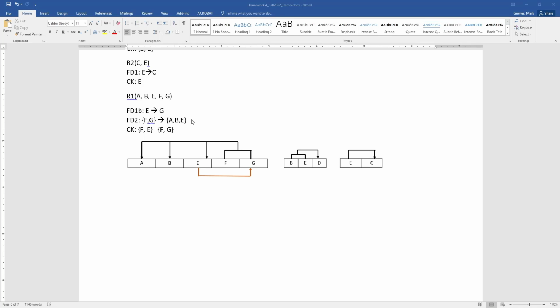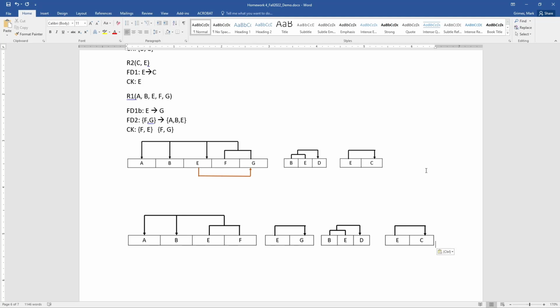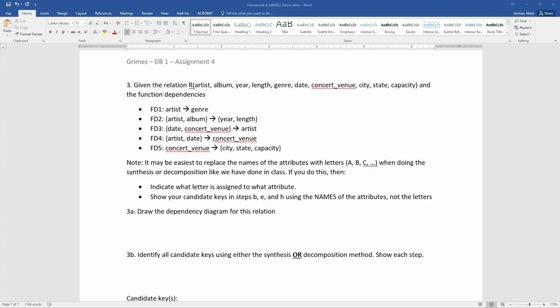So while this is where I'm going to have you stop in the assignment, if you wanted to take this just one step further and resolve that Boyce-Codd normal form violation, you would wind up with something that looks like this, where you have these four relations. So just something to kind of think about there. All right, and last but not least, number 3.